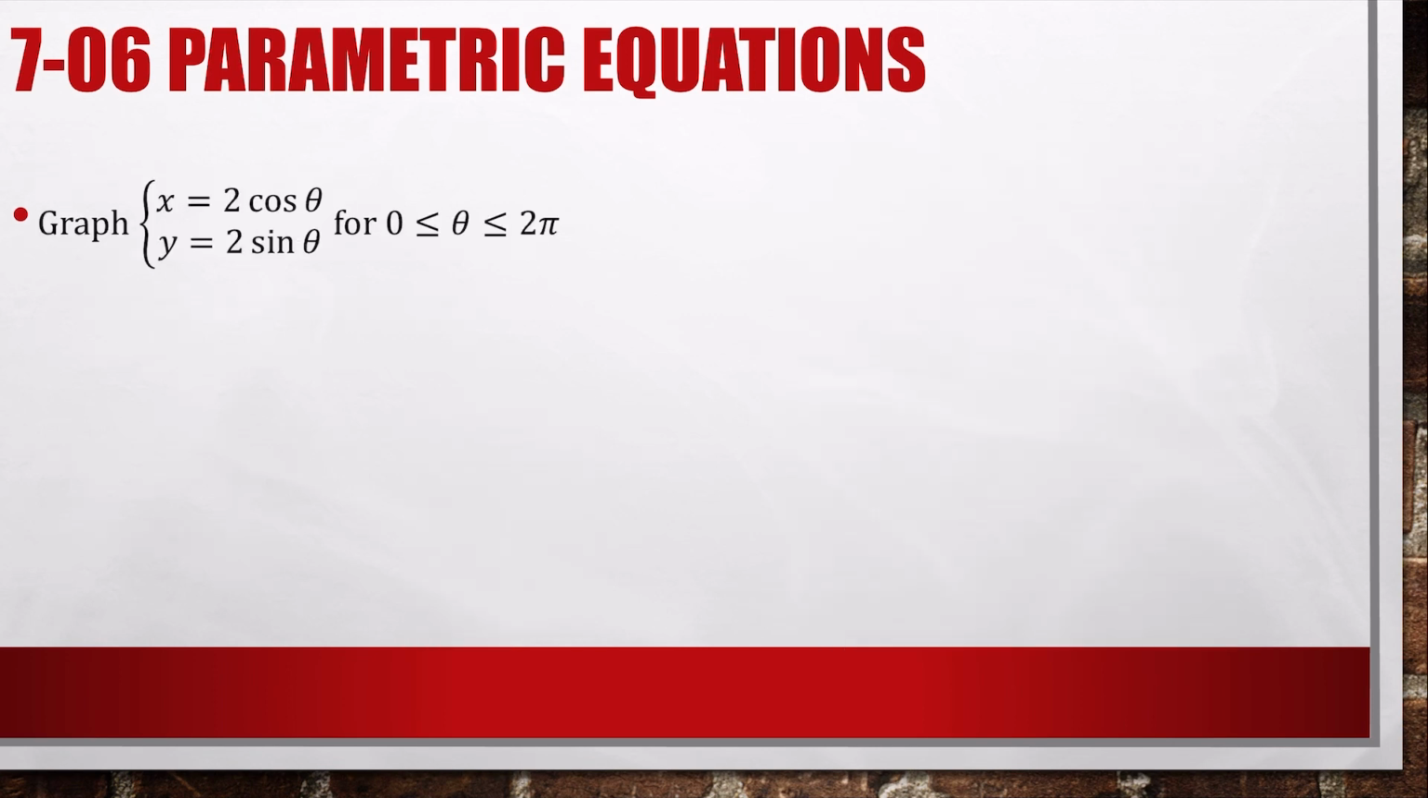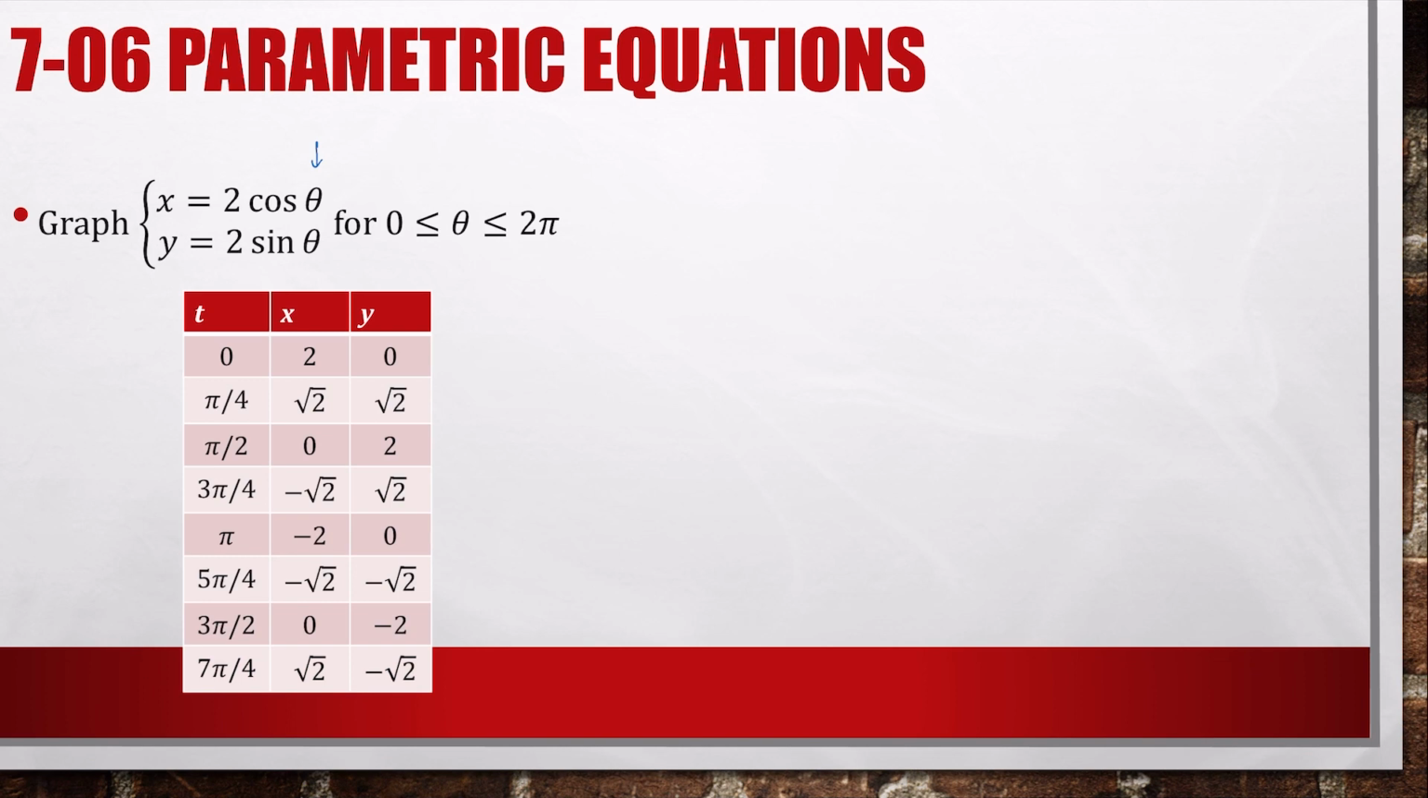All right, let's graph this one. In this case, theta is the parameter. But we do it the same way. We graph it by making a table. So I make a table where I go from 0 to 2 pi for my theta. And then we find the x and y. So you plug in a 0 for both of them. You get 2 for x, 0 for y.